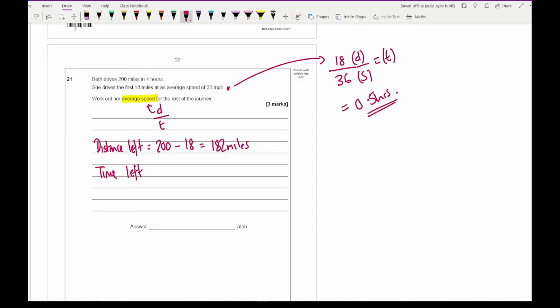Now I'm going to keep the time in hours because I want to work out what miles per hour is, not miles per minute. So in terms of the time left, what I've got to do is 4 take away 0.5, which is 3.5. And then to work out the average speed, all I've got to do is divide those two numbers. So it's going to be 182 divided by 3.5.